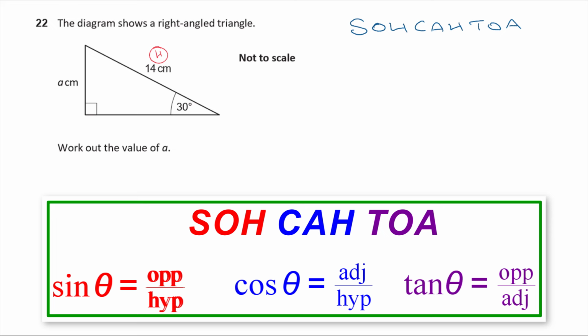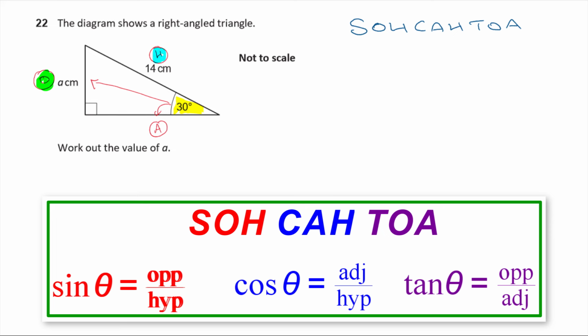Then the other two you label up relative to the angle you've been given. So I've been given this angle down here of 30. So A is opposite that angle, isn't it? It's on the opposite side of the triangle to the angle. So this is the opposite. And then the other side, which joins onto the angle, that's the adjacent, because adjacent in the English language means next to.